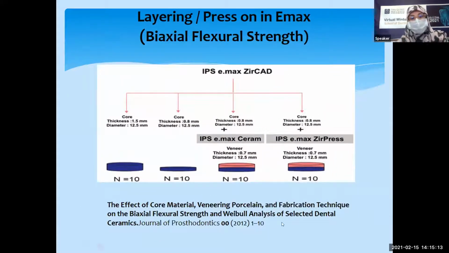In this article, we have 4 groups. 2 monolithic zirconia without layering, but with different thickness, and 2 bilayered zirconia. One of them used hand layering, and one of them used the pressing technique. Results show that monolithic zirconia has higher value than bilayered zirconia, and there isn't any difference between the 2 monolithic zirconia. And between the 2 bilayered zirconia, the press system has higher flexural strength than hand layering bilayered zirconia.